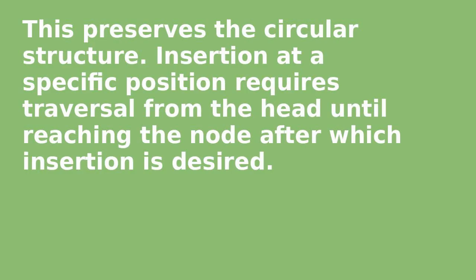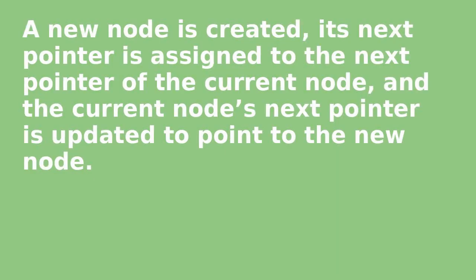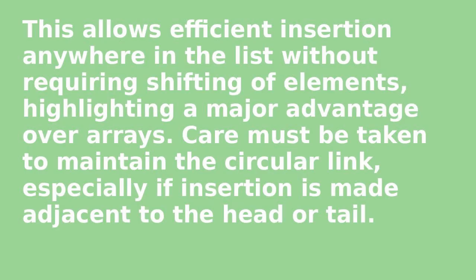Insertion at a specific position requires traversal from the head until reaching the node after which insertion is desired. A new node is created. Its next pointer is assigned to the next pointer of the current node, and the current node's next pointer is updated to point to the new node. This allows efficient insertion anywhere in the list without requiring shifting of elements, highlighting a major advantage over arrays. Care must be taken to maintain the circular link, especially if insertion is made adjacent to the head or tail.